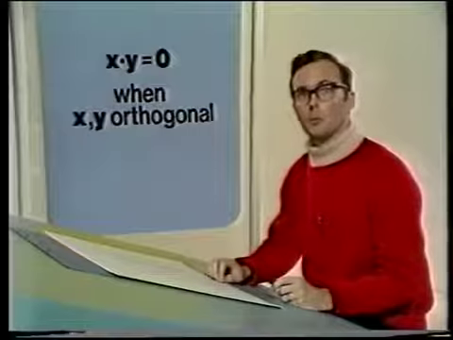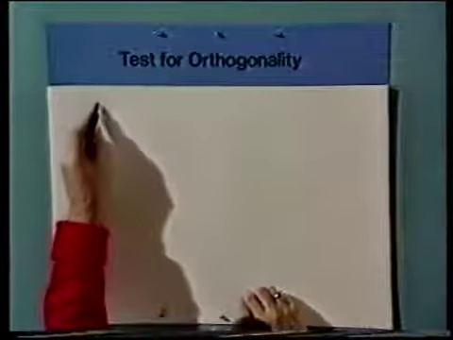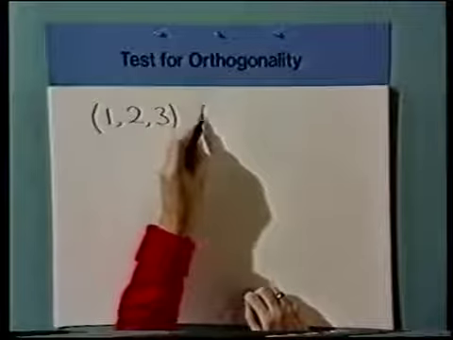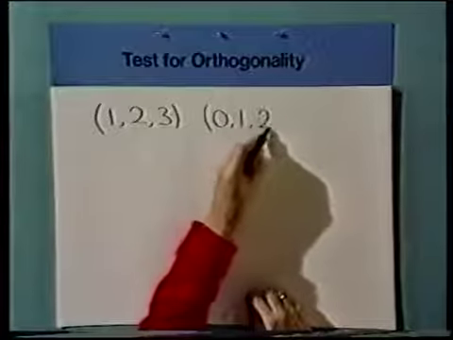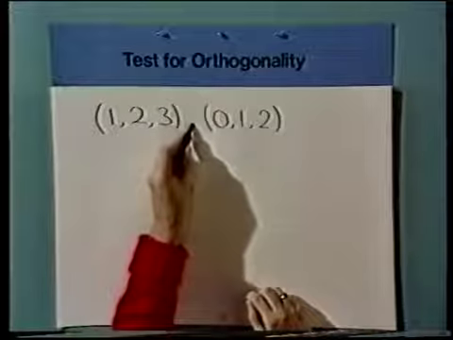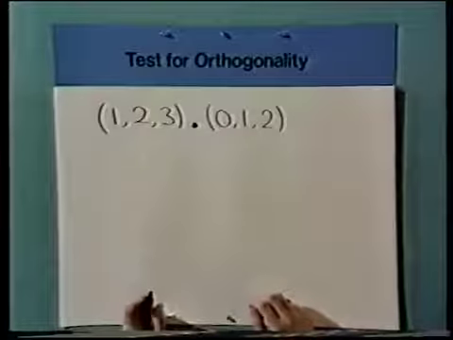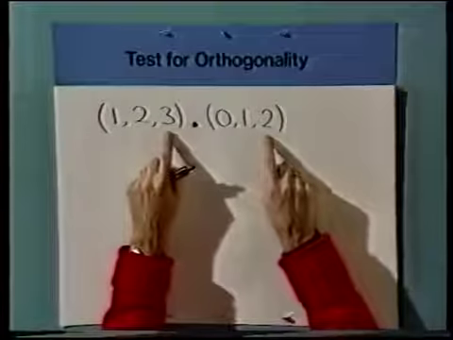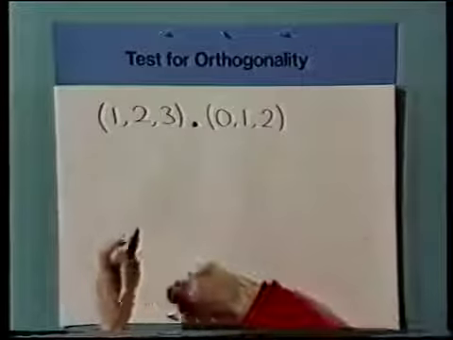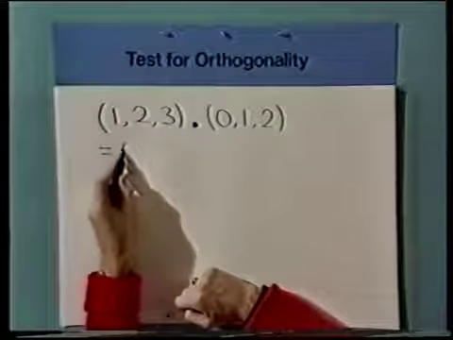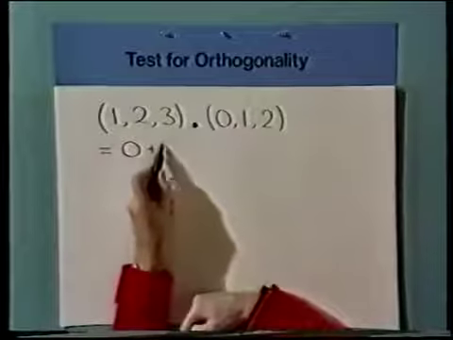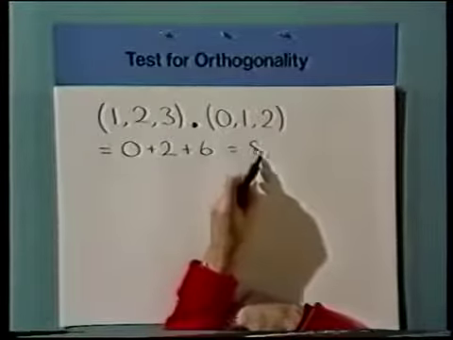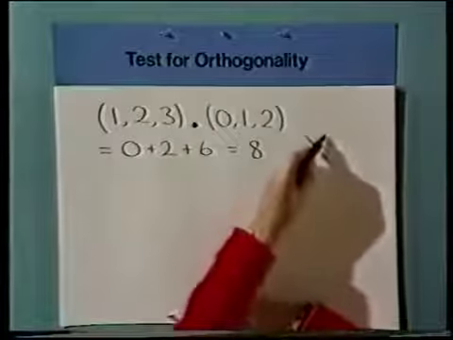Well, let's try out this definition with a couple of examples. I'm going to take 2 vectors in R3, say (1, 2, 3) and (0, 1, 2), and I'm going to form their dot product. Well, how do we do that? We do it just as in R2. We take the first coordinates and multiply them, the second coordinates and multiply them, the third coordinates and multiply them, and we just add the results. So what do we get in this case? We get 1 times 0, which is 0, plus 2 times 1, which is 2, plus 3 times 2, which is 6, and adding these gives 8, which is certainly not 0. So these are not orthogonal.